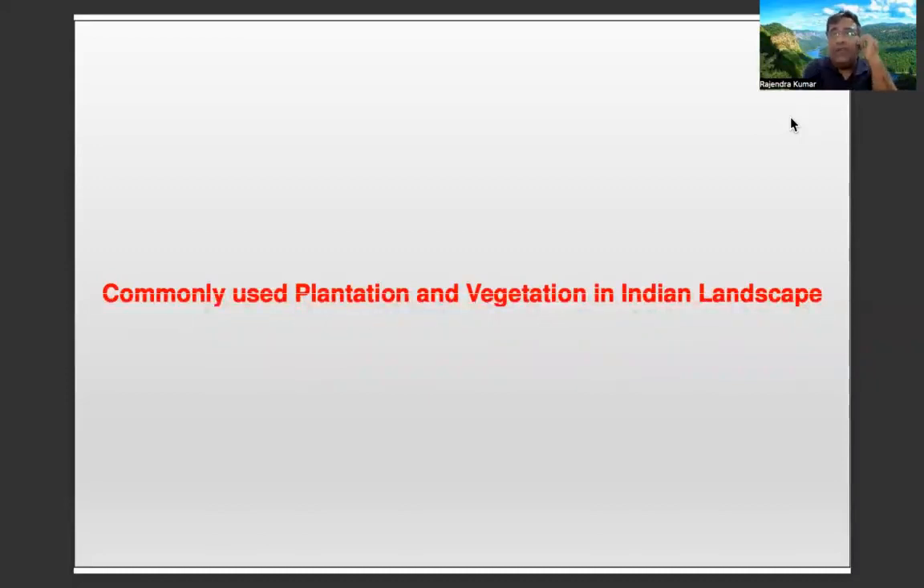So when designing a soft landscape, you are actually either using the already available natural vegetation, or your plantation, or you introduce a new plantation. So in this part of my lecture, I'm discussing the plantation and vegetation which are commonly used as an intervention, as additions, by our landscape designers.